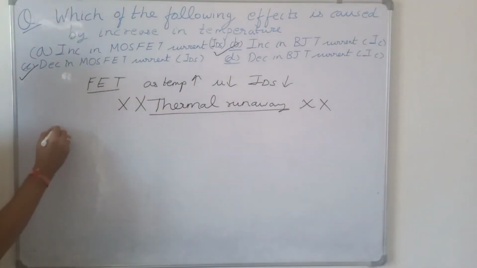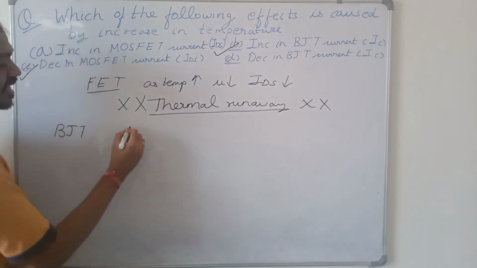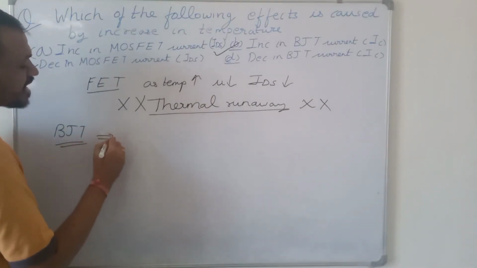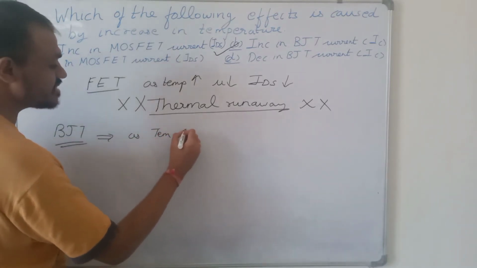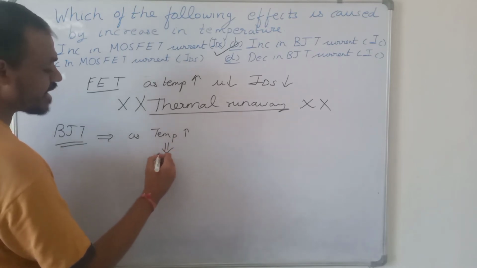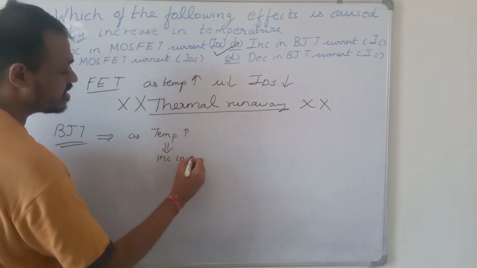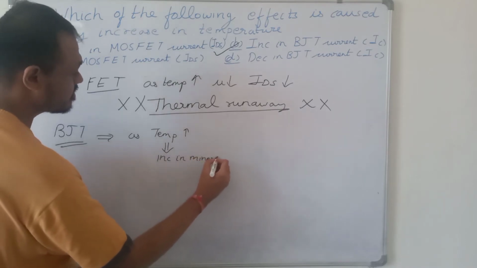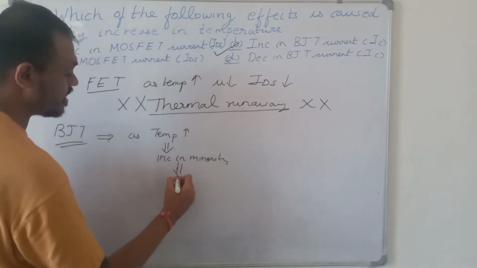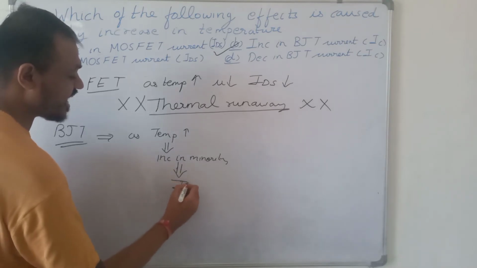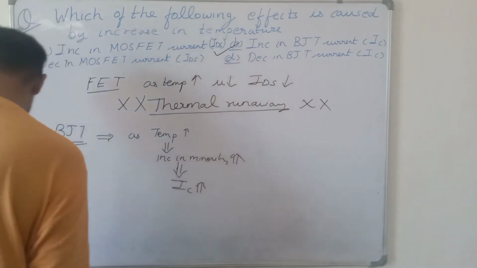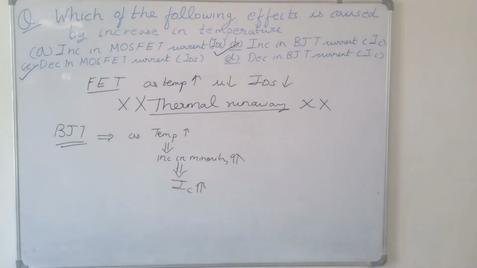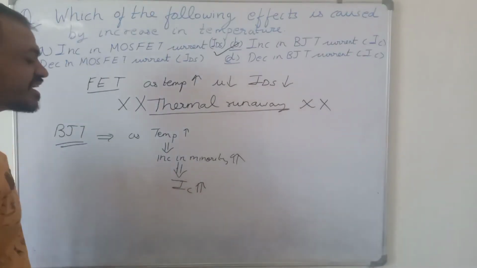What happens in BJT is that there is a cycle. In BJT, as the temperature increases, this will cause increase in minority carriers. So this will cause increase in collector current IC. In BJT, as the temperature increases, ICO increases, so the collector current increases.